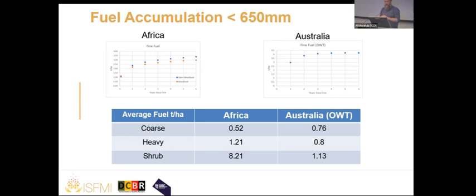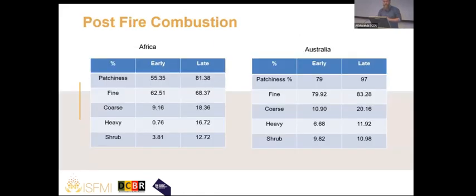The coarse is similar, the heavies are similar, but a very big difference between the Australian savannas and the African savannas is in the shrub layer. There's about 8 tonnes average that we've come across, as opposed to similar systems in Australia where we have only around 1 tonne. So it's a very shrub-dominated system.